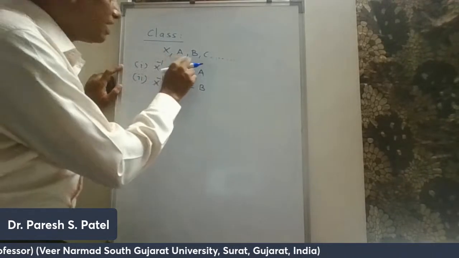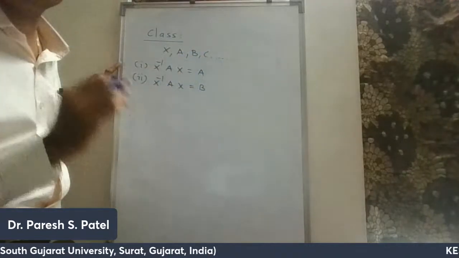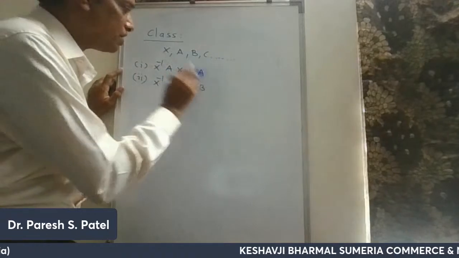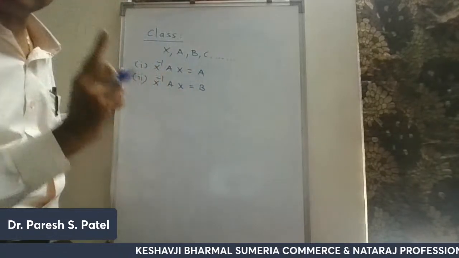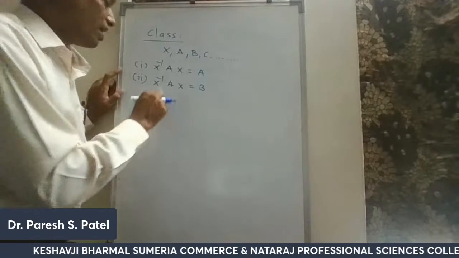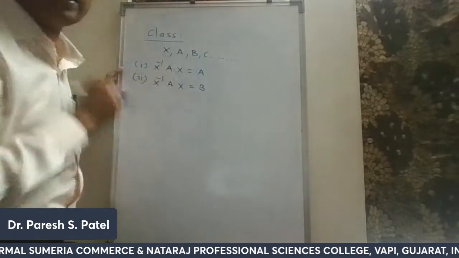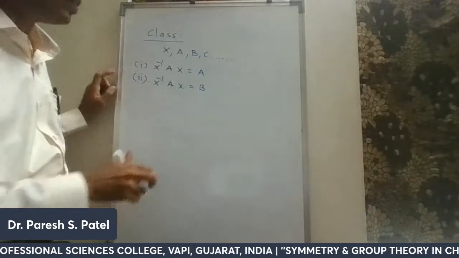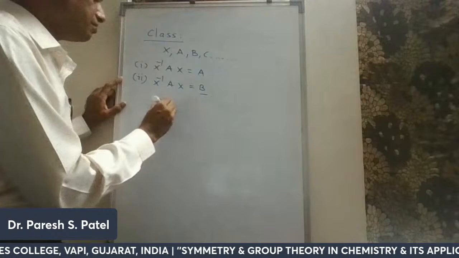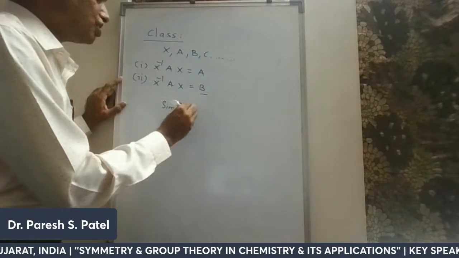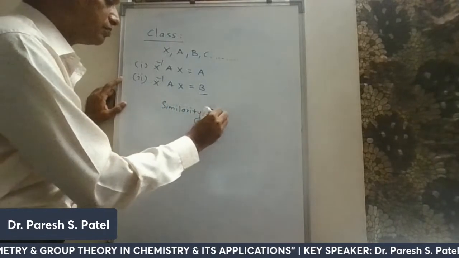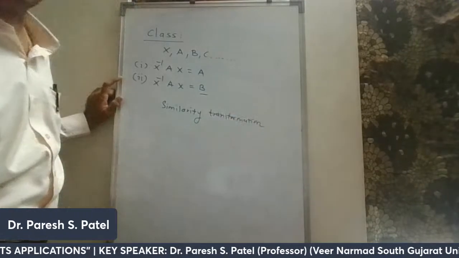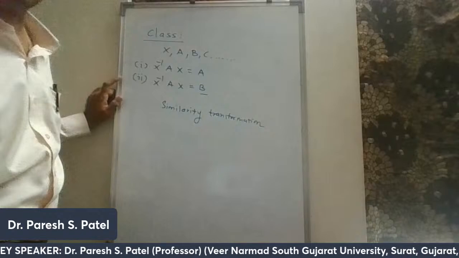Okay. X, A, B, C are the different symmetry elements of a particular group. If X inverse A into X is equal to A, it means A is conjugate to itself to form an individual class. X inverse A into X is equal to B means A and B are conjugate to each other to form a combined class. Or we can say B is the similarity transformation of A by symmetry operation X.